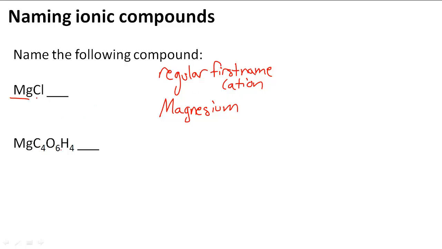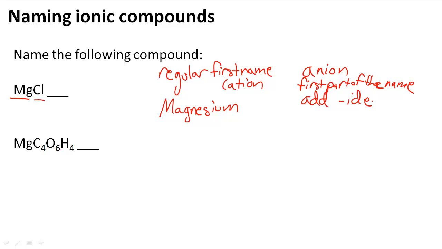Then we take the second one, the anion, and for the anion we're going to take the first part of the name and add the ending IDE to it. This signifies that they are chemically combined, and they're not just elements floating around each other. So Cl is chlorine.